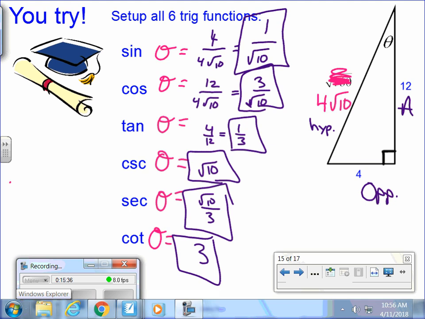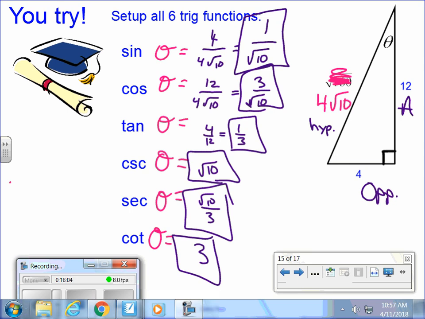Hello, viewers. We are going to go ahead and give you some answers. We did the sine together. So for cosine, I did adjacent over hypotenuse, 12 over 4 rad 10. I did reduce the 12 over 4 to a 3. Tangent was opposite over adjacent, 4 over 12. That reduced down to 1/3. And then to get the final answer, I just flipped the top 3 answers. So flipping this would be radical 10 over 1. I didn't write the over 1. Flipping the second one, you would get this. Flipping the third one, you just get a 3. So raise your hand if you graduated.